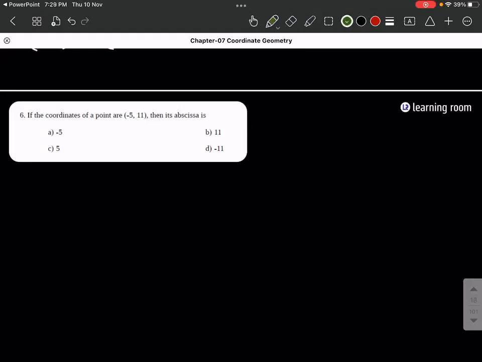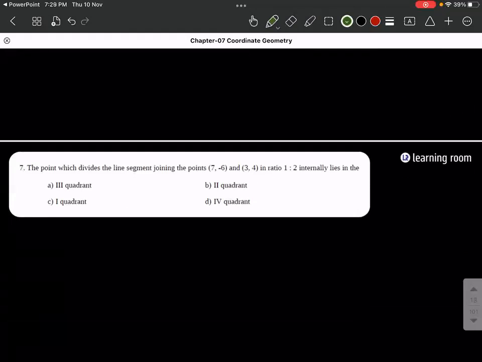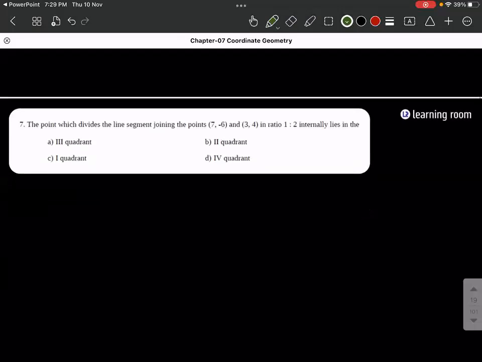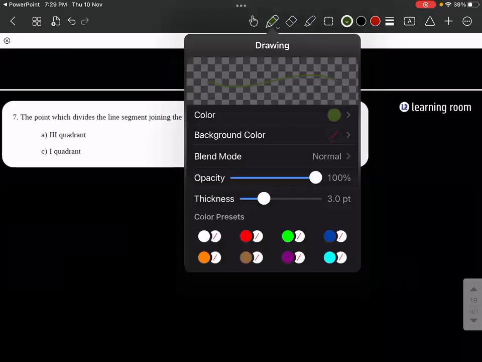What is the answer for the next one? -5. The point which divides the line segment joining the points (7, -6) and (3, 4) in the ratio 1:2 internally lies in which quadrant? So the question, can you find out the point?